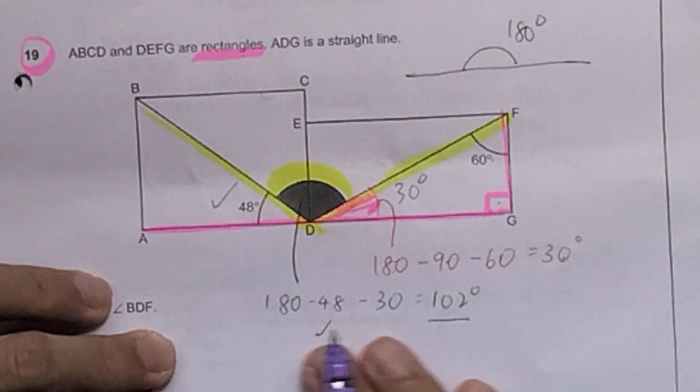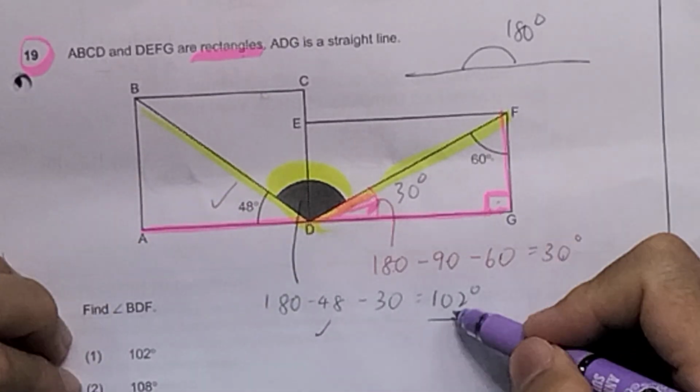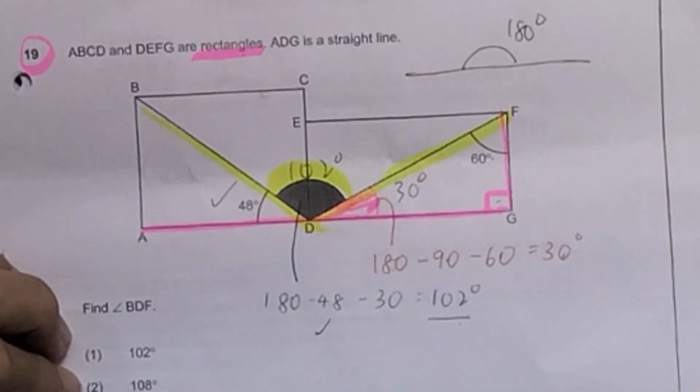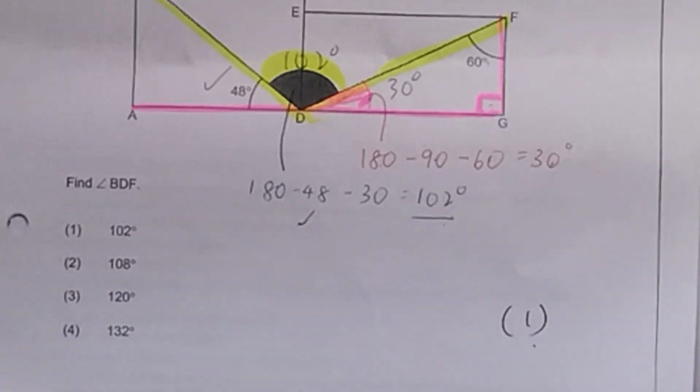Now I have my straight line. 180 minus 48 minus 30, I'll get this answer, which is 102 degrees. Therefore, the answer is 1. Next page.